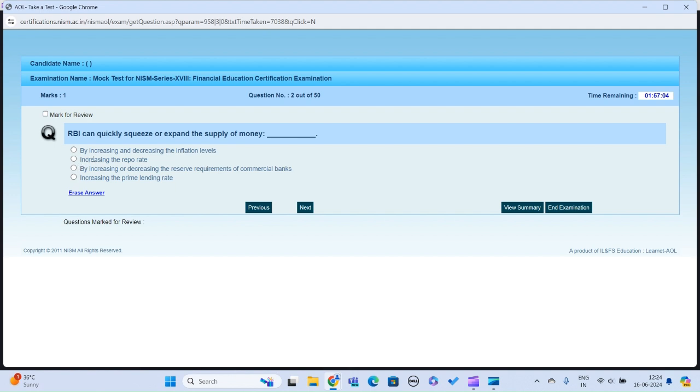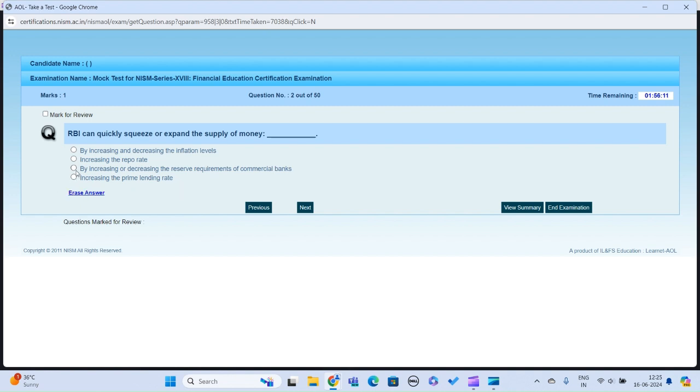There could be a lot of answers. The first one is eliminated: by increasing or decreasing the inflation level, RBI cannot do that. It's the market which determines it based on the supply of money. The first one is ruled out. By increasing the repo rates, this is possible. Or by increasing or decreasing the reserve requirement of the commercial banks, this is also possible. Increasing the prime lending rates. All three is a little confusing. So I would ideally.